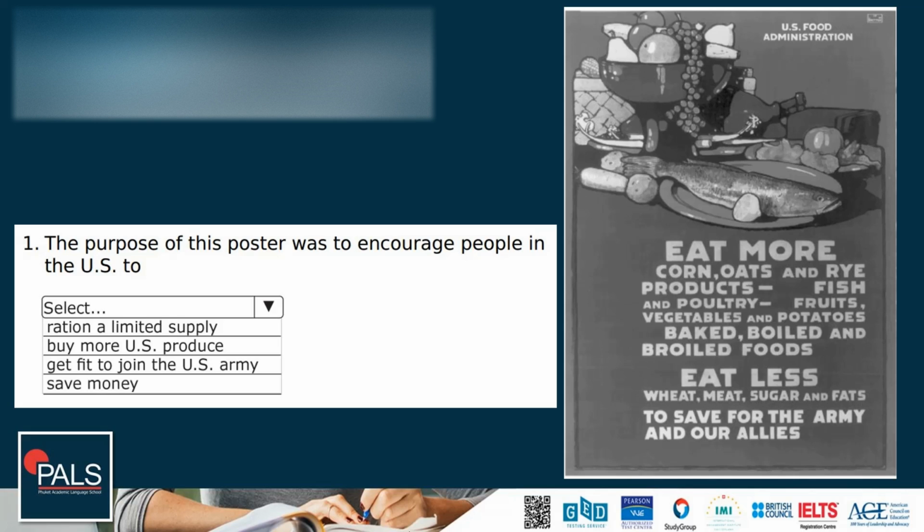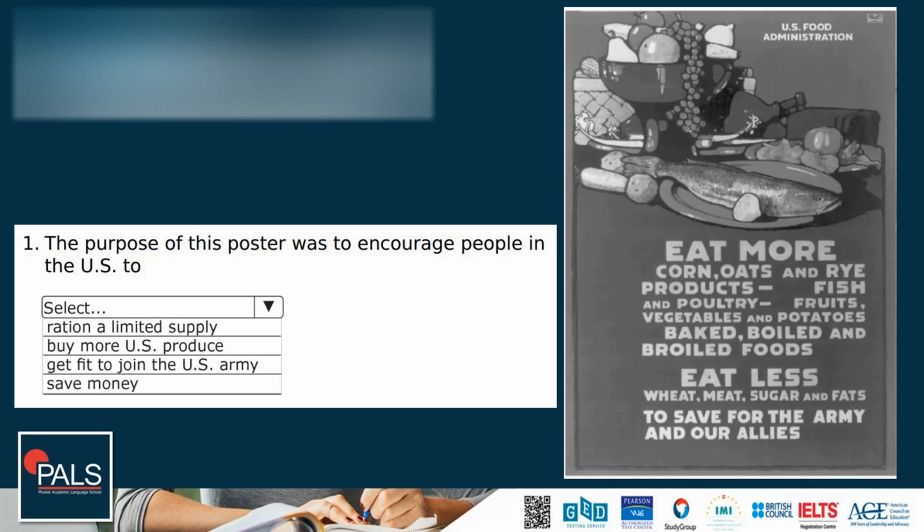So the US Food Administration probably isn't going to convince us to save money. They don't really care about our savings. And there's no imagery of money or currency to indicate that would make sense. Save money's out. Get fit to join the US Army. Again, although eating healthy would help you, there's no mention of exercise, there's no mention of the US Army, and there's no Uncle Sam pointing at you saying, I want you.